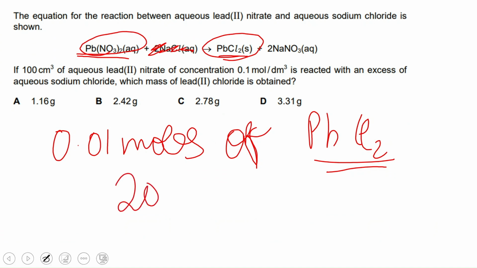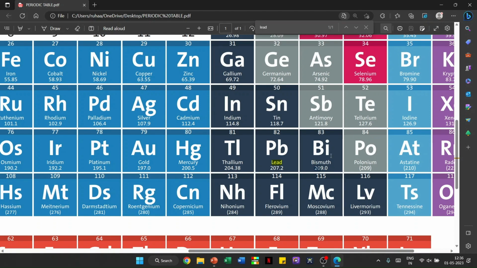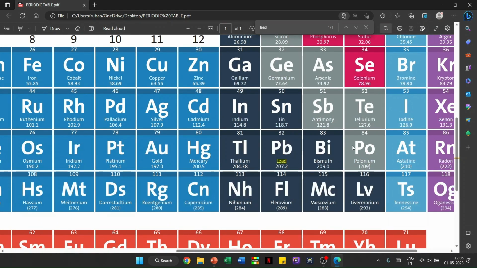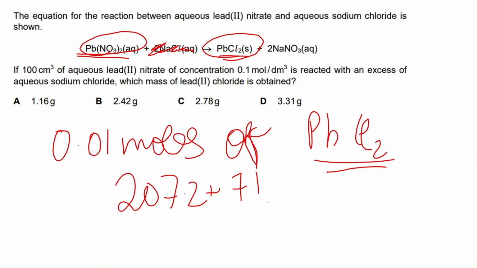So 207.2 plus chlorine is 35.5 into 2, which is 71. Chlorine is right over here, 35.5. So 35.5 into 2 is, like I said, 71 plus 207.2. So that's going to give us 278.2 as the total MR of lead chloride, of lead 2 chloride. And now we simply multiply it with the number of moles, which is 0.01, which is 2.782.